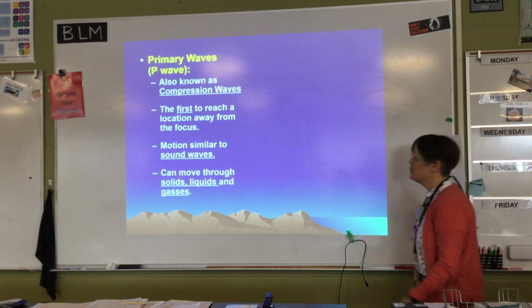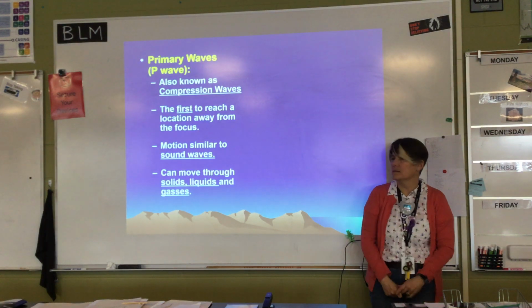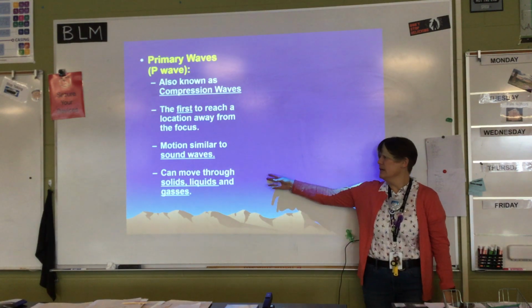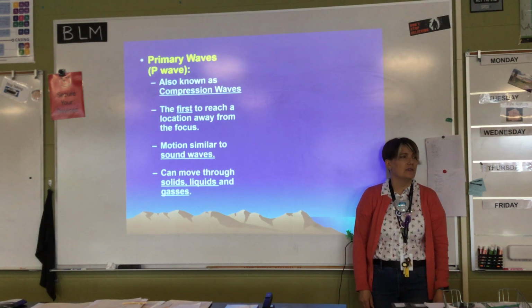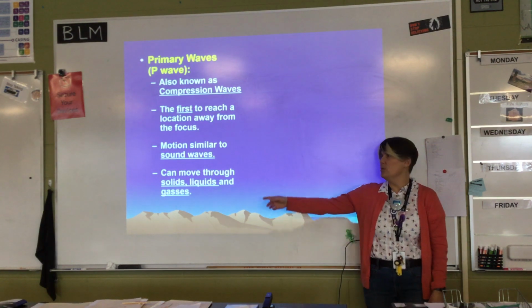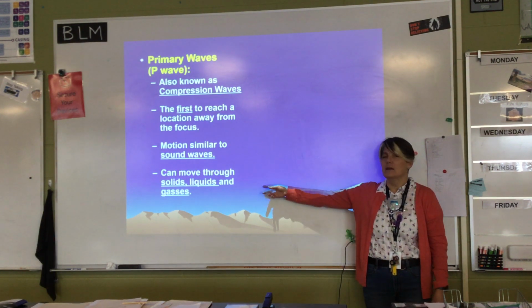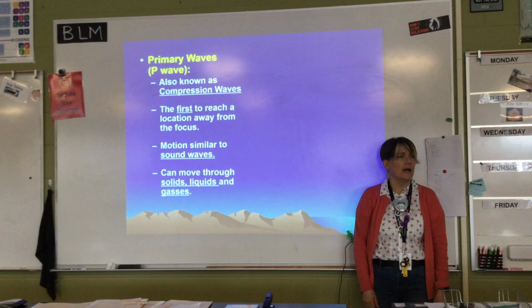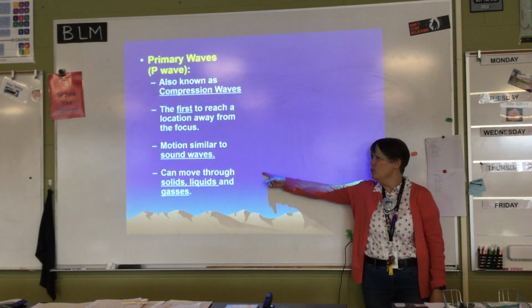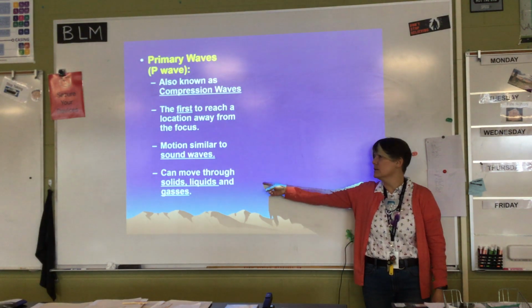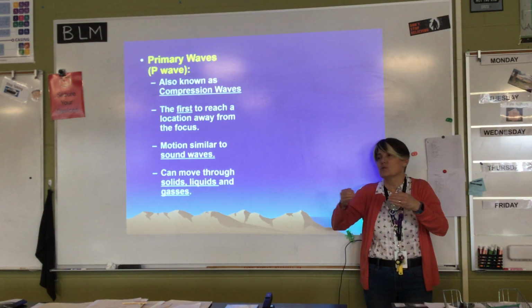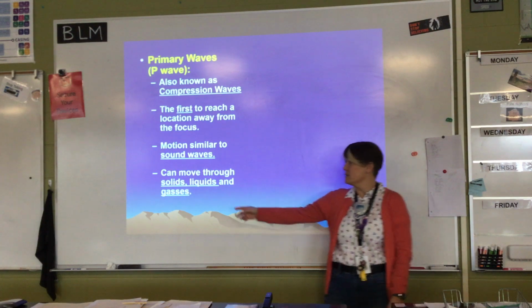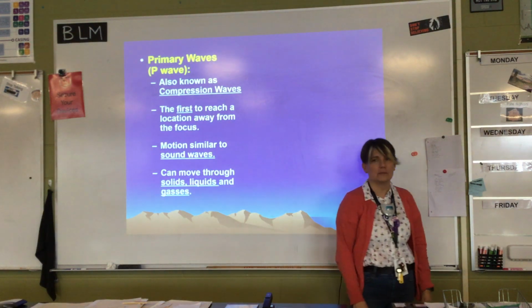This wave can move through solids, liquids, and gases. So this wave is really good for us to figure out what the inside of the earth looked like. Because some of the inside of the earth is kind of liquidy, we were able to use this to figure out what the inside looked like. Even though it can move through solids, liquids, and gases, it will change speeds depending on what it's moving through. It will go faster through solids and slower through liquids.